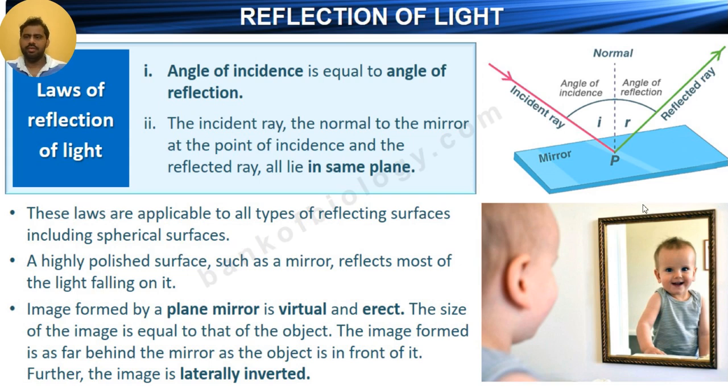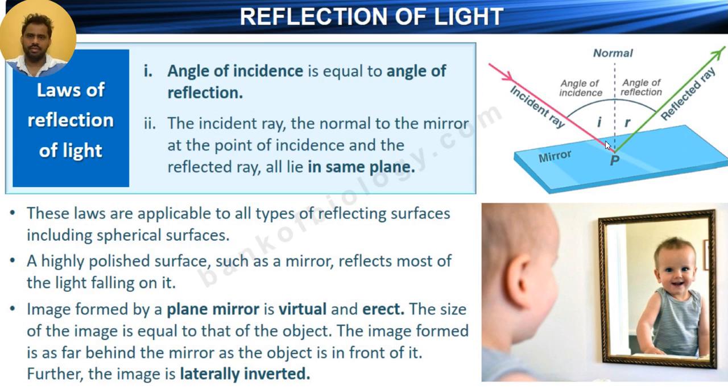See, this is a plane mirror. There is an incident ray incident on the mirror, it gets reflected, and this is the normal, and this is the angle of incidence and angle of reflection. So there are three laws of reflection of light. Generally we have just three laws of reflection of light. The first law of reflection says that the angle of incidence is equal to the angle of reflection.